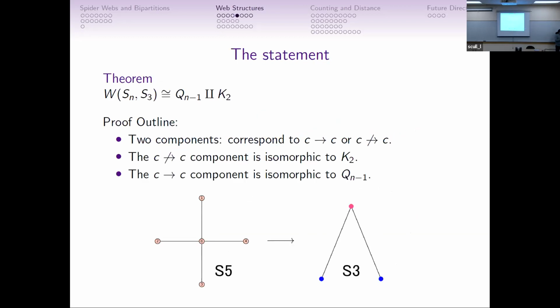So first, I'd like to show that the web, as we map S_n into S_3, is just a cube graph Q_{n-1} and K_2. K_2 being just 2 vertices and an edge connecting them. As Cinnamon showed us, there will be 2 components to this web, one corresponding to the center mapping to the center, and the other corresponding to the center not mapping to the center. We'll break it down into 2 cases.